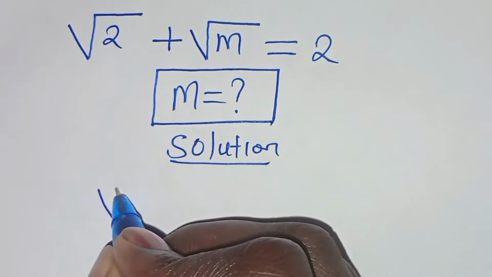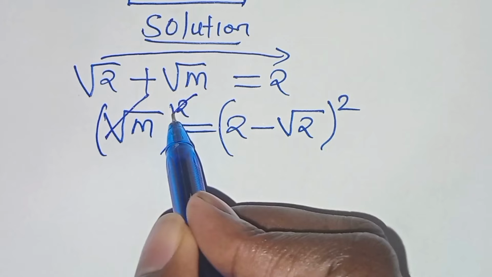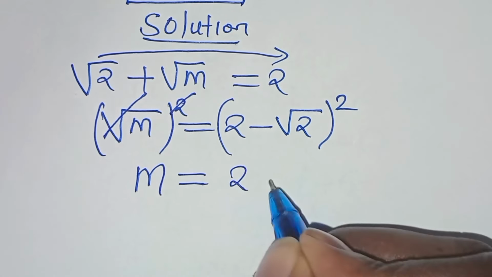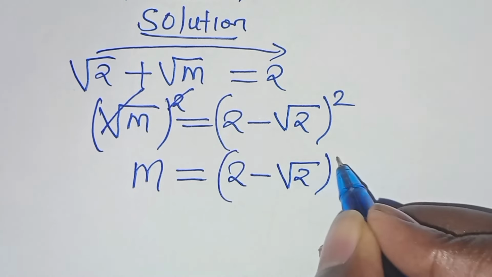The next step is to square both sides, so that now square root of m raised to power 2, we eliminate the square root sign, so that m is equal to 2 minus square root of 2, all raised to the power of 2.